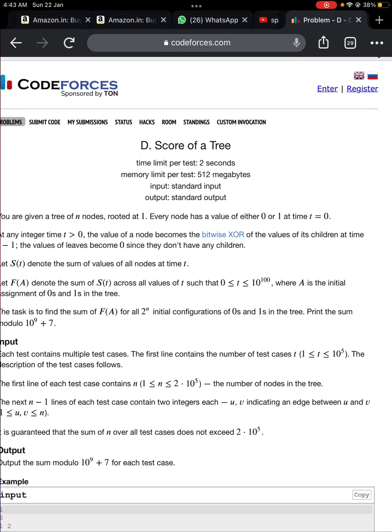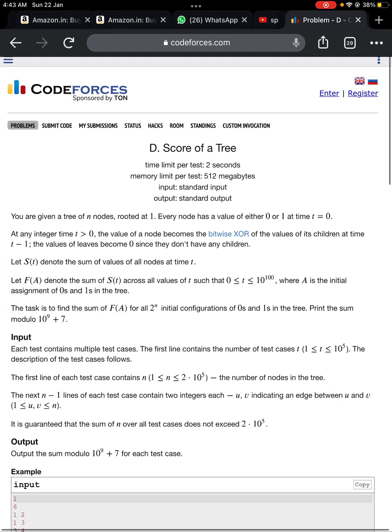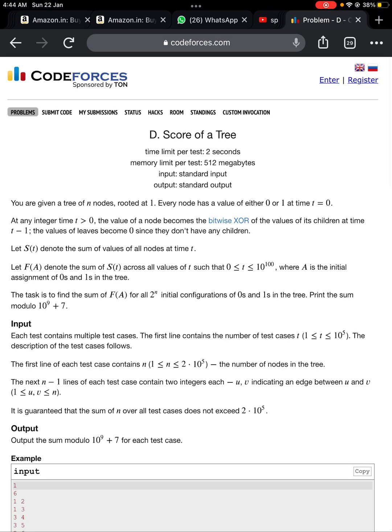Hello everyone. So basically, recently I went through this question. This is from a recent Codeforces contest, and what it says is we are given a tree of n nodes, and there is one root node which is 1, and every node has a value, either 0 or 1. Basically at time t equal to 0, there are n nodes of a tree, and it is a rooted tree, and every node has a value which is either 0 or 1.